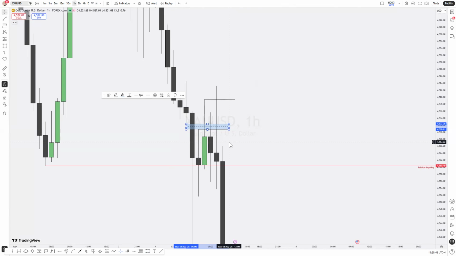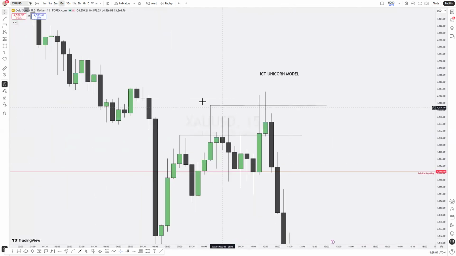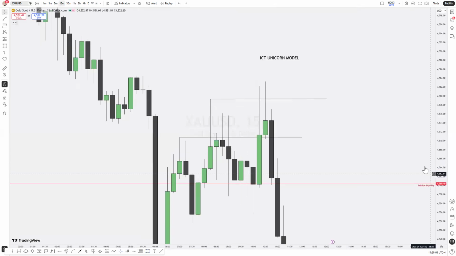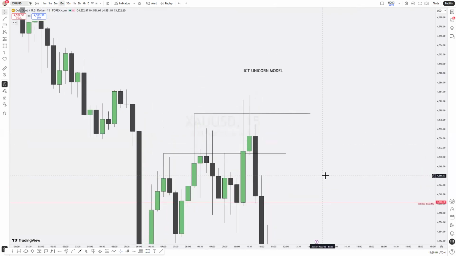Now the bodies clearly state right here that they are not really violating that level. The wicks are just running higher, stopping out early sellers. You understand? So that's why that line is there. Then going down to the 15 minutes time frame during the New York session, this scenario by the new Unicorn model was used as an entry model. I told you guys on the 1 hour time frame, I used it as a form of getting a bias.